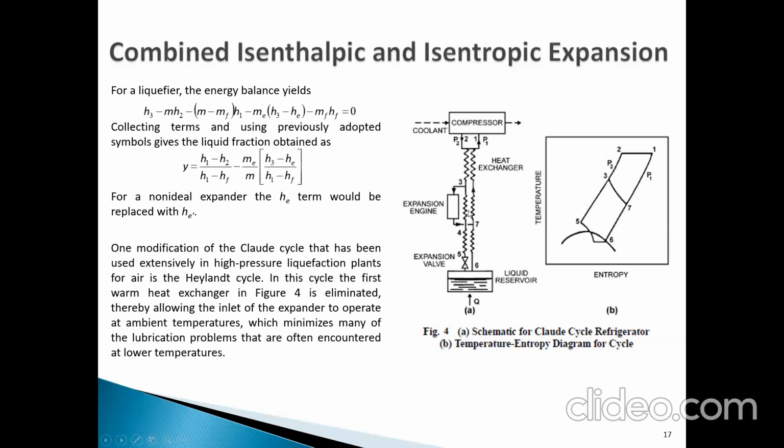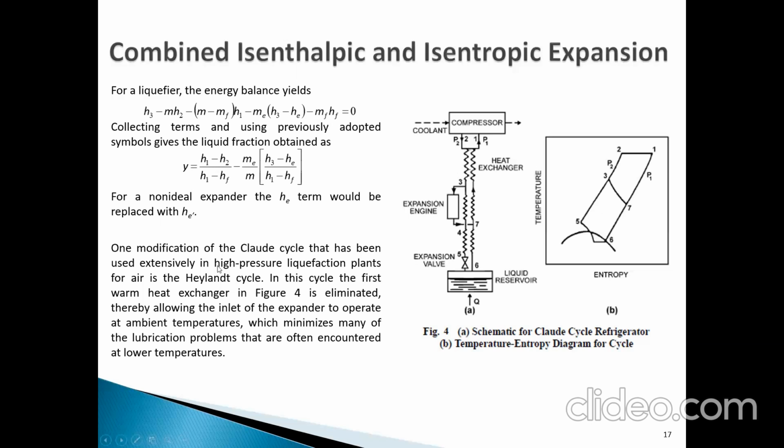Daming heat exchanger. So, for a liquefier, the energy balance yields h3 minus m times h2 minus (m minus mf) h1 minus me times (h3 minus he) minus mf hf all equals 0. Collecting terms and using previously adopted symbols give the liquid fraction obtained as y is equal to (h1 minus h2) over (h1 minus hf) minus me over m times (h3 minus he) over (h1 minus hf). Okay? For detailed derivation nito, check nyo na lang. For a non-ideal expander, the he term would be replaced by he prime.